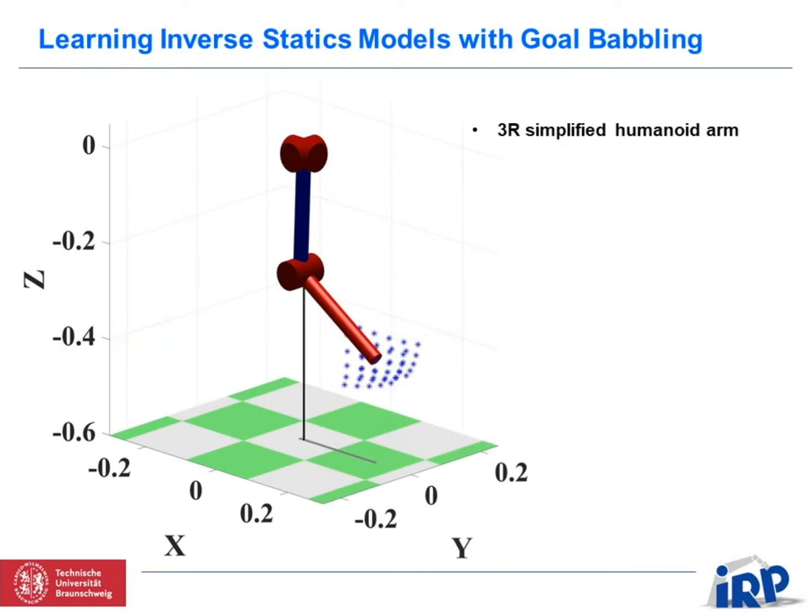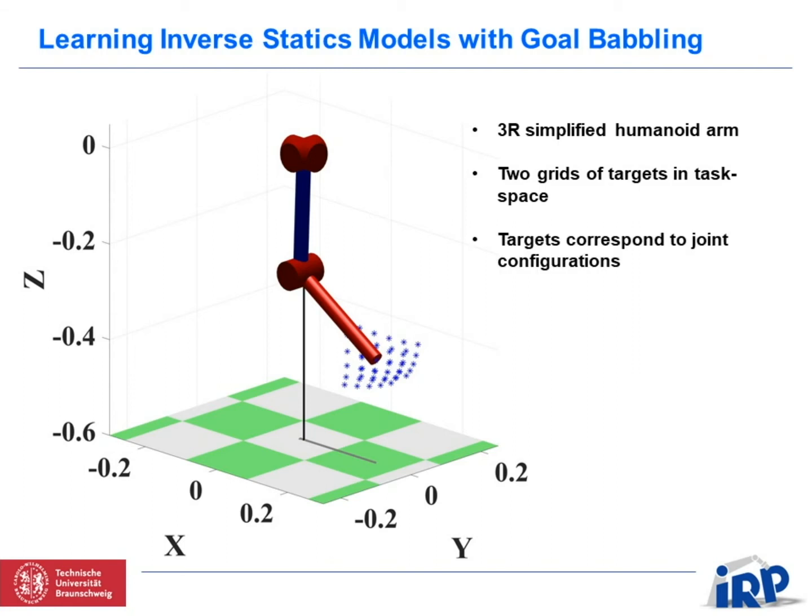For this 3R simplified humanoid arm, targets in task space are distributed on two grids. In the online goal babbling scheme, the corresponding joint configuration targets are employed. The robot is then trained to learn the required torques necessary to maintain the desired configuration targets.